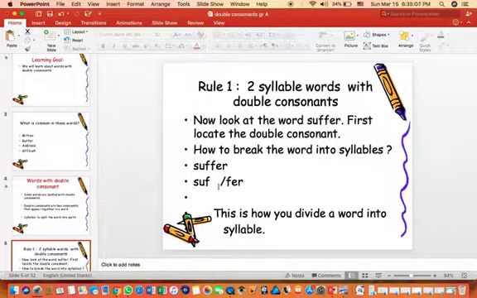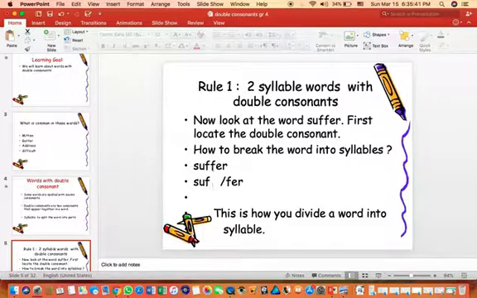What does rule number 1 say? Two-syllable words with double consonants. Now look at the word suffer. First, locate the double consonant. Now, in order to follow rule number 1, we have 3 steps. Step number 1, look at the word. Step number 2, locate the double consonant. Step number 3, how to break the word into syllables.